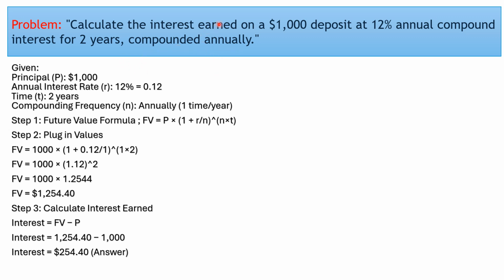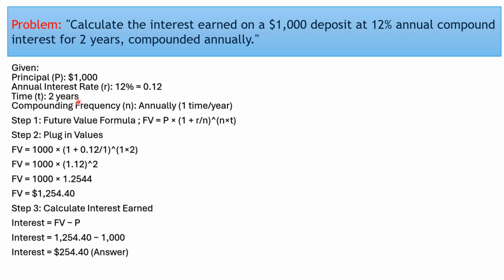So from this numerical question, we can point out the key points here. The principal amount is $1,000 that is given in the question. Annual interest rate is 12%. 12% is equal to 0.12. Time, that is the deposit duration, is 2 years. So T is equal to 2 years.